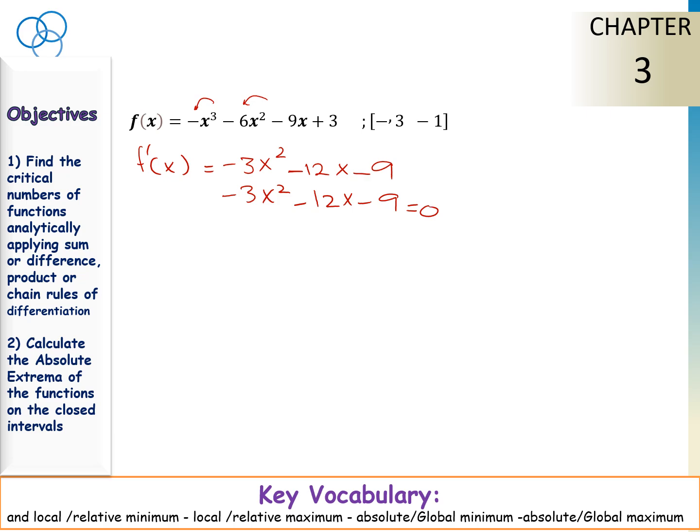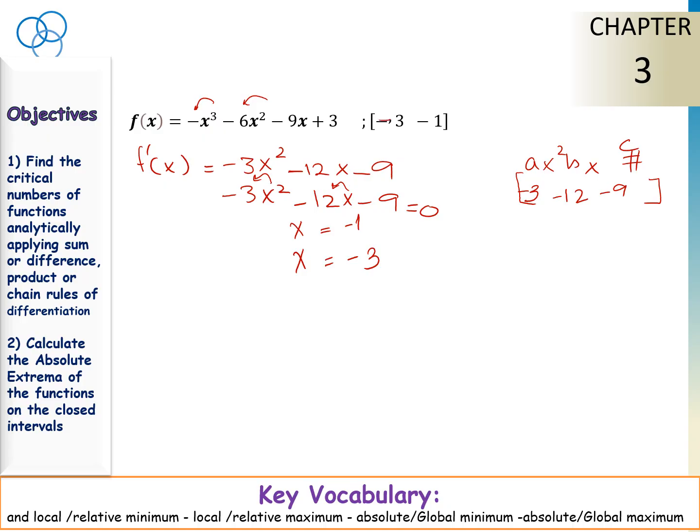After that, go to mode 5.3 and write the coefficients of x squared, x, and the constant as a, b, and c. So the coefficient of x squared is negative 3, equal sign, the coefficient of x is negative 12, equal sign, and the constant is negative 9. You will have the two x values: one is negative 1 and one is negative 3.